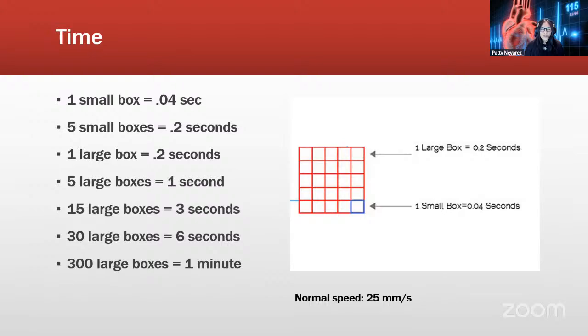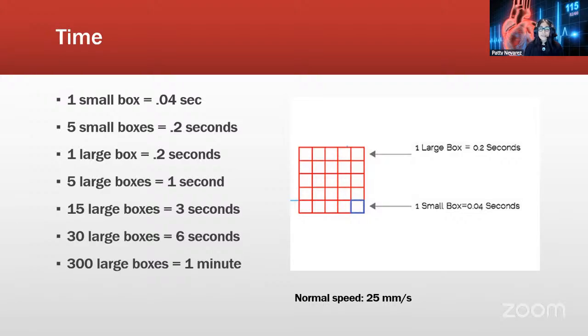One small box, as we said, is 0.04 seconds. 5 small boxes is 0.2 seconds, or one large box is also 0.2 seconds. So are we speaking small boxes or large boxes? They're both 0.2 seconds. Now, 5 large boxes are 1 second. So we're talking about not the little boxes within a box, but the 5 large boxes. 15 large boxes is going to be 3 seconds. 30 large boxes, therefore 6 seconds, and 300 large boxes is going to be 1 minute, because our unit for heart rate is beats per minute.